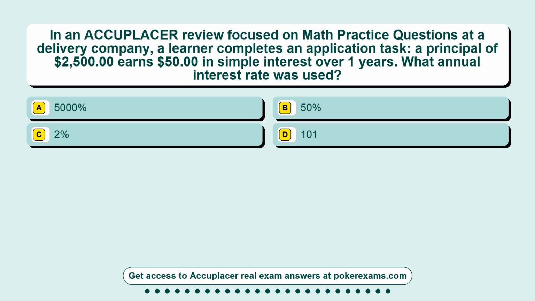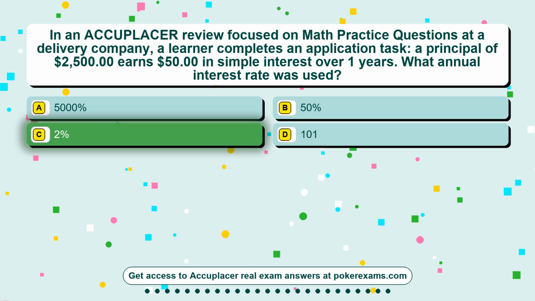Question 7. In an Accuplacer review focused on math practice questions at a delivery company, a learner completes an application task. A principal of $2,500 earns $50 in simple interest over 1 year. What annual interest rate was used? Option A, 5,000%. Option B, 50%. Option C, 2%. Option D, 101. The correct answer is option C, 2%.